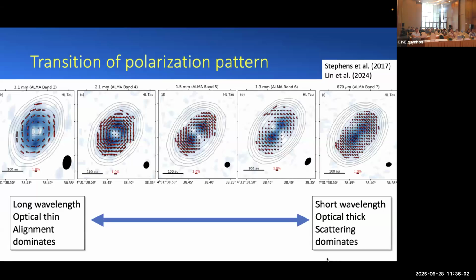At band 7, we see uniform polarization patterns from scattering. And at band 3, we see a polarization pattern that is azimuthal. So qualitatively, we have a transition of polarization patterns, which is the result of the transition of optical depths. In the optically thick regime, the scattering dominates, and you see all uniform patterns. And in the optically thin regime, you see some sort of alignment.